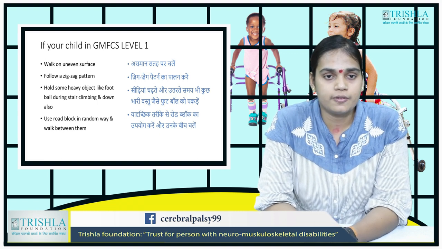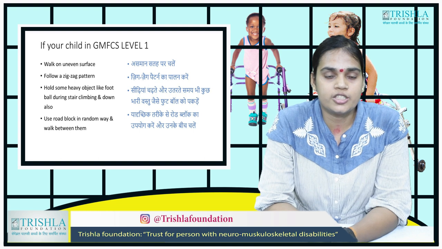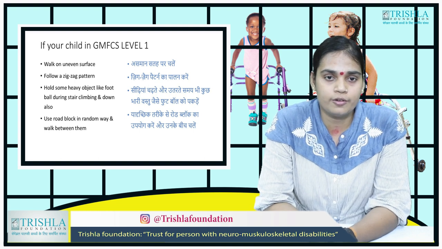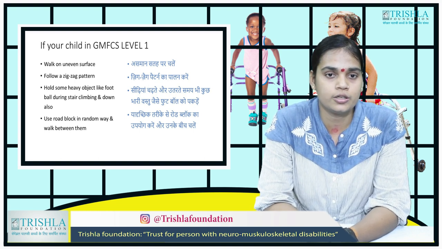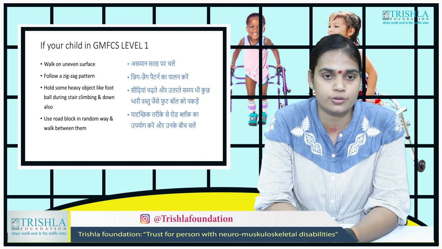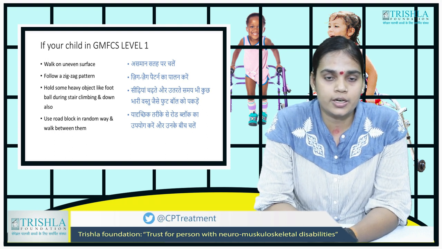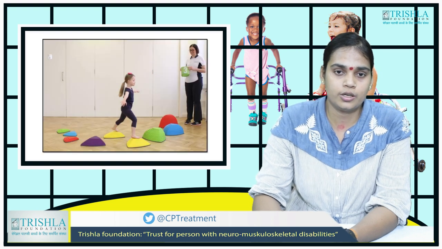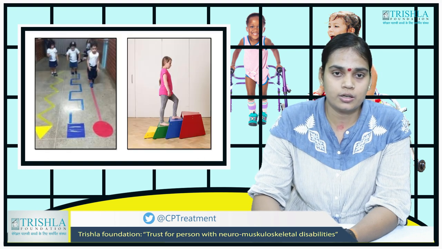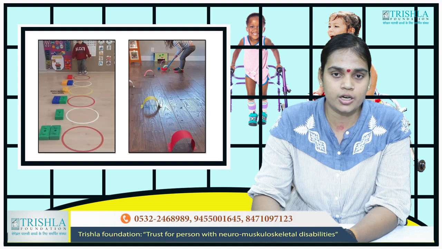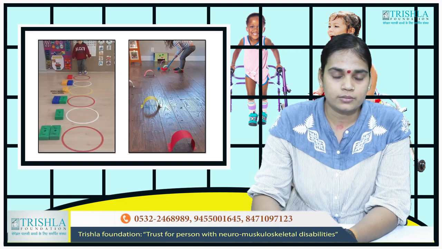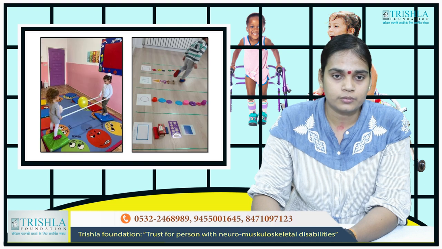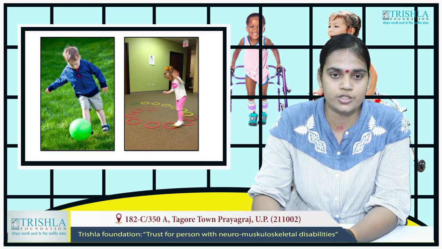Walk on an uneven surface, follow a zigzag pattern, hold some heavy objects like a football during stair climbing and down also. Use the roadblocks in a random way and walk between them like this. You can use these blocks for your child's gait training if your child comes in GMFCS level 1. This type of activity you can use for gait training. It's good for your child actually.